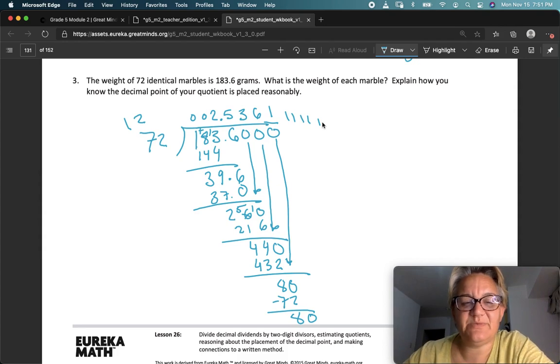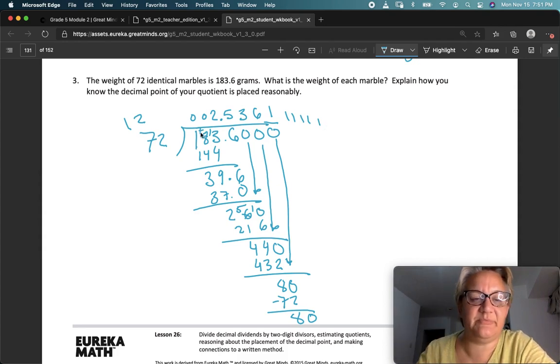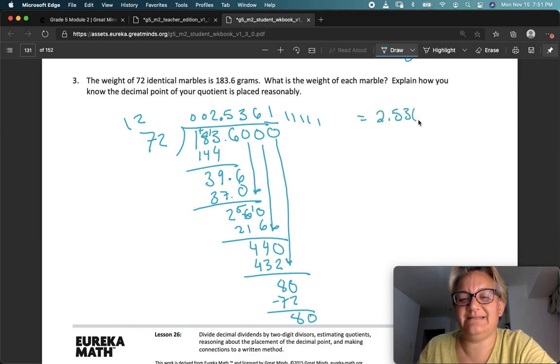What is the weight of each marble? Explain how you know the decimal point of your quotient is reasonably placed. Well, we know because right there. And we're not going to go further than the thousandths place, so we're going to say 2.536 grams. We're going to round to that thousandths place, and this is a 1, so 6 stays the same.